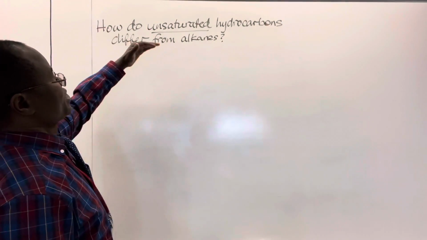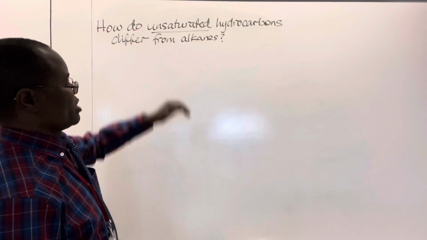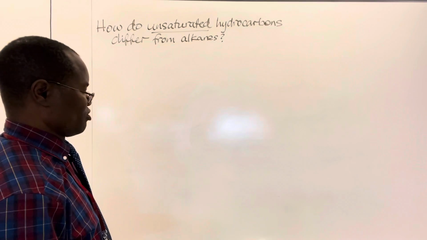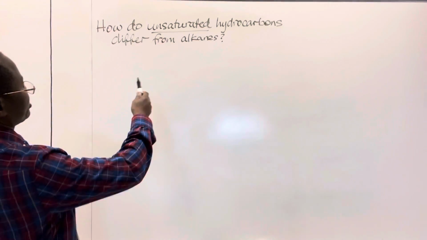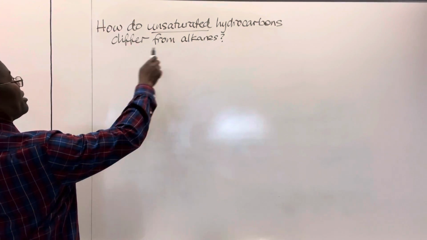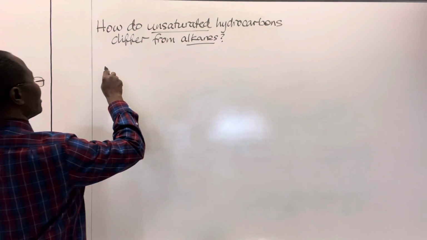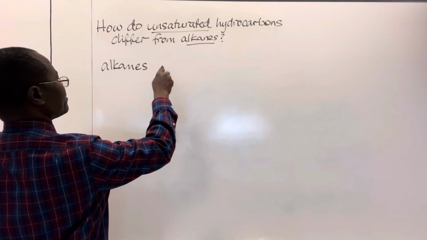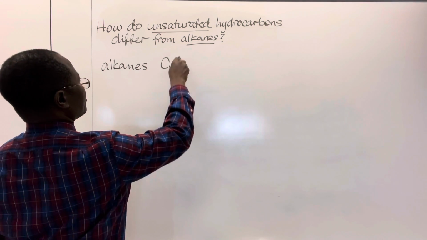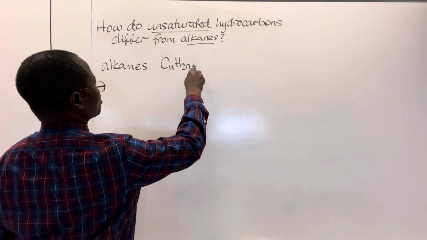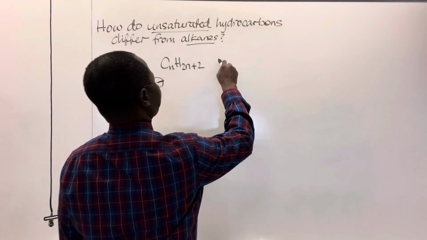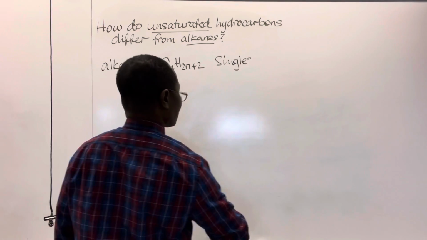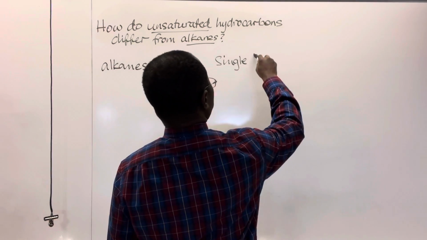So, how do saturated hydrocarbons differ from alkanes? The difference is in the number of hydrogen bonds that they have. Let's look at the alkanes first. Okay, the alkanes have a general formula of CnH2n+2, and they usually form single bonds.